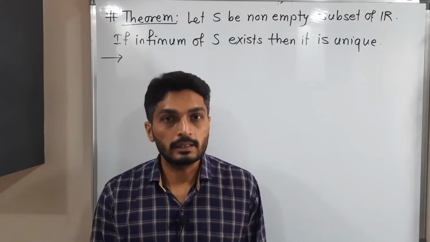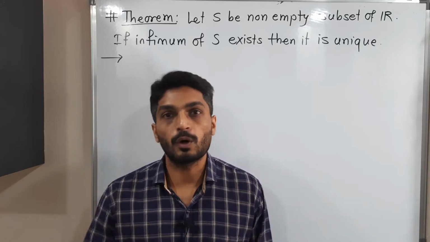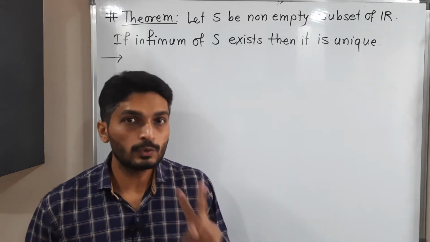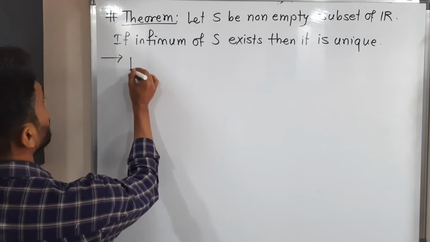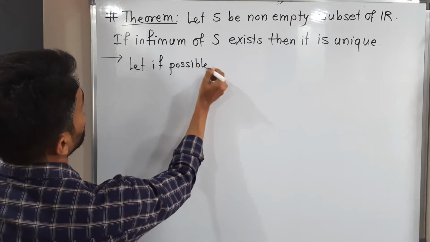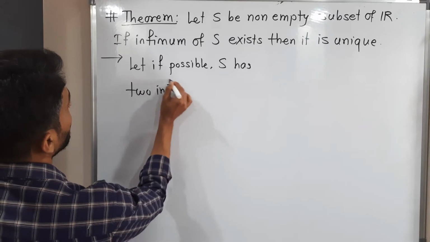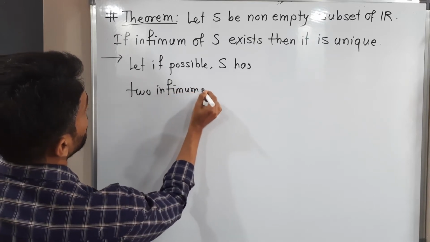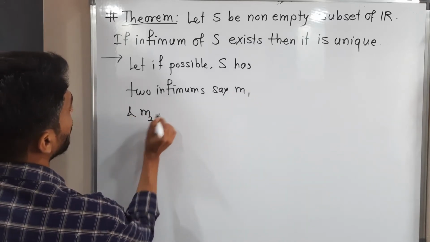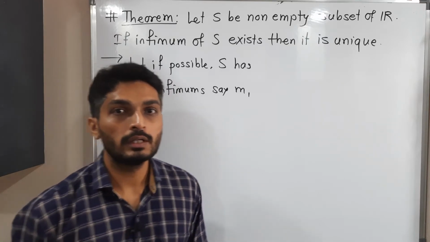So you know the technique in mathematics. What we do, we assume there are two infimums and we solve. Okay, so here also I will do the same. I am assuming here set S has two infimums. Let it be possible that S has two infimums, say small m1 and small m2. Okay, so that means m1 is infimum of S as well as m2 is also infimum of S.